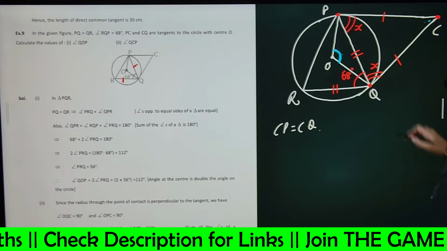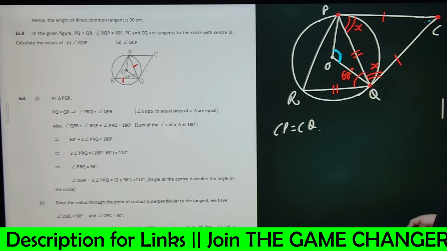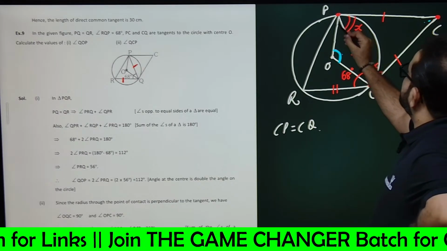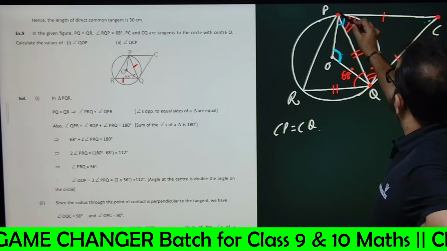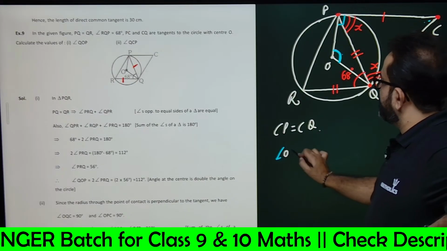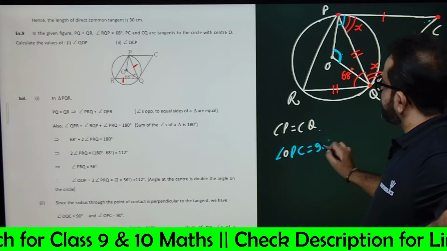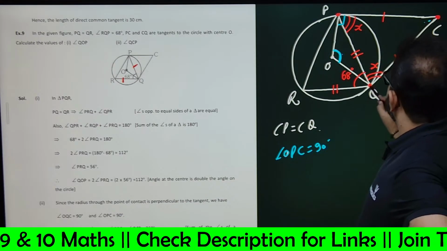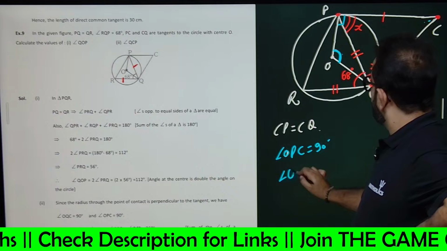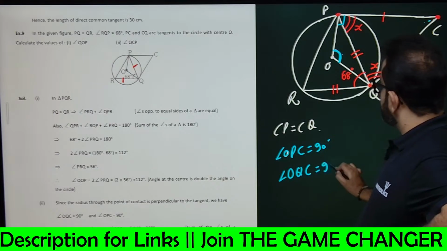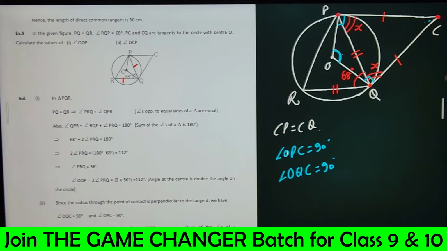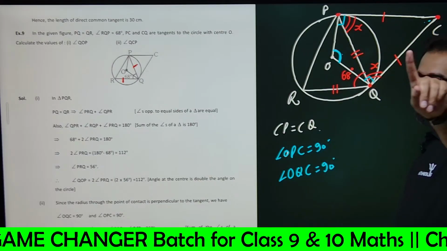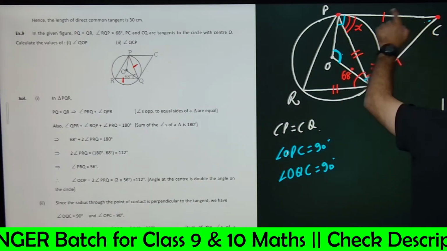You must know these two angles are supplementary. We have already proved this theorem because this angle is 90, right? This complete angle is 90. Angle OPC equals 90 degrees. Yes or no? Also angle OQC equals 90 degrees. Only this angle, right? So these two angles are supplementary. We just have to find one angle, subtract it from 180, and we'll get the other angle, right?